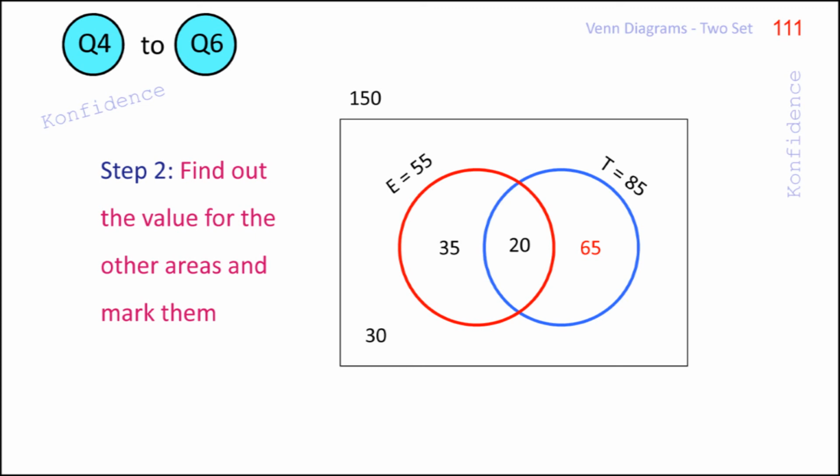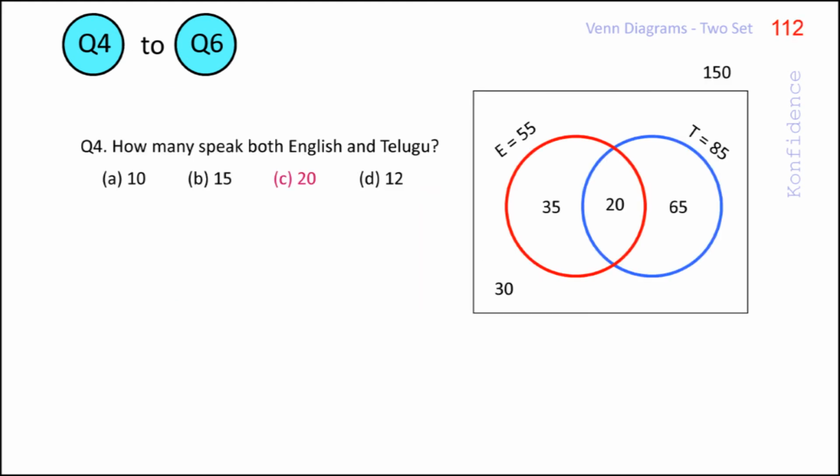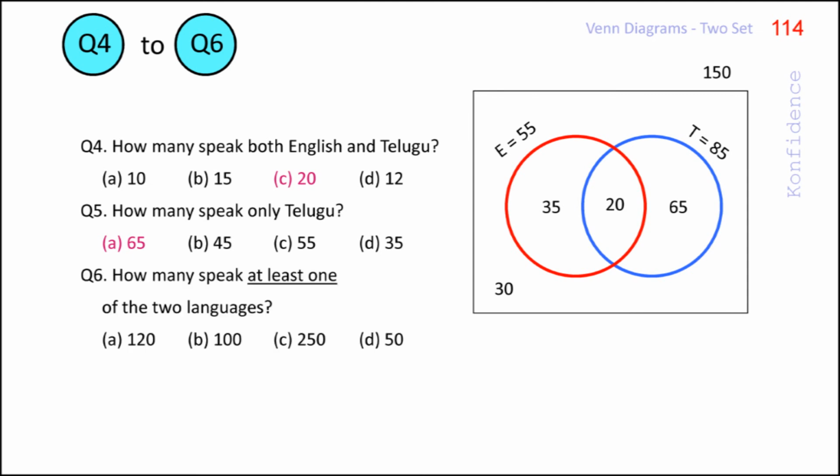Now, we are done with all calculations and we can answer all questions based on this question. Look at the answers given as highlighted options in the slide. The answers to questions 4 and 5 are pretty straightforward and are clear from the diagrams. The answer to question number 6 is slightly tricky though. You have to read the question carefully.